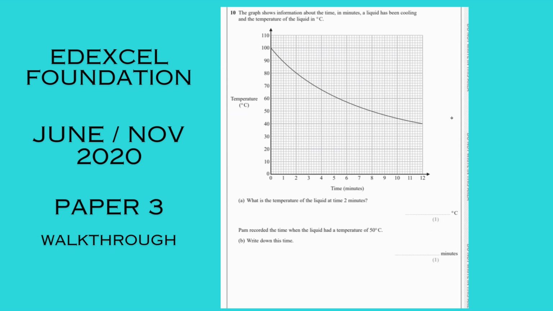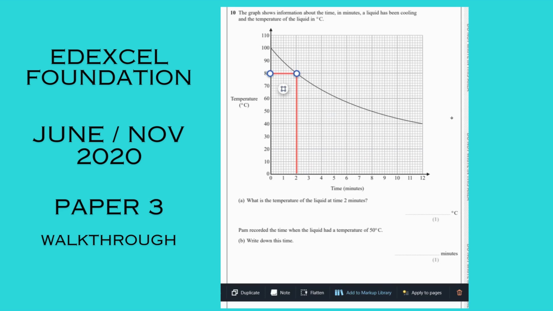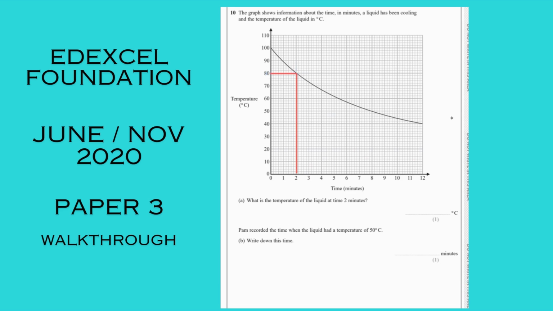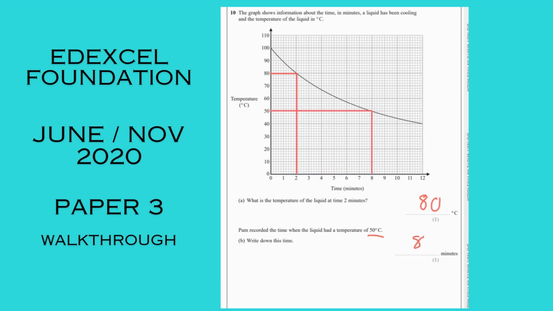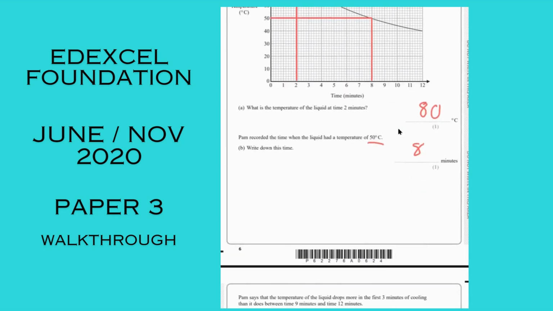So temperature at 2 minutes. So you take your line up and you can see quite clearly that that's giving you 80. And records 50 degrees. So again, in reverse, going from there along, you can sort it out. It meets it at 8. Do draw your lines on, it shows the examiner that you're using good technique, particularly if it's a scatter graph, for example.